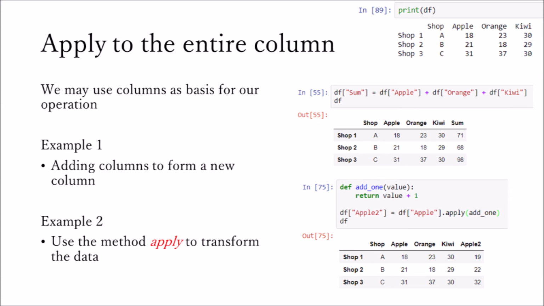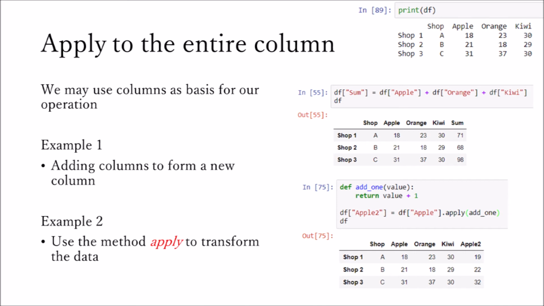Another way to modify the column is by column manipulation and by the method apply. The column manipulation allows you to treat the whole column as a single variable, and we do arithmetic based on these variables. In example 1, we try to create a column sum by defining it to be the sum of columns apples, oranges, and kiwis. And when we look at the result, indeed, the column sum corresponds to the sum of values of the original 3 columns.